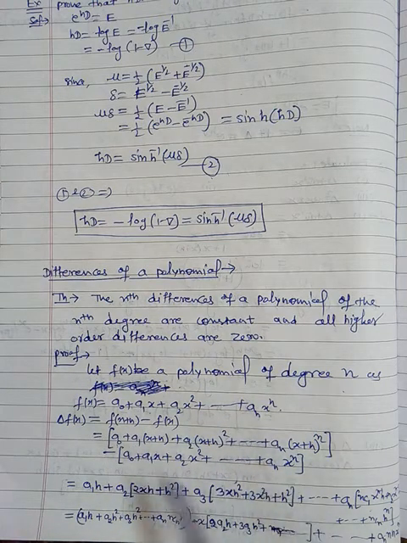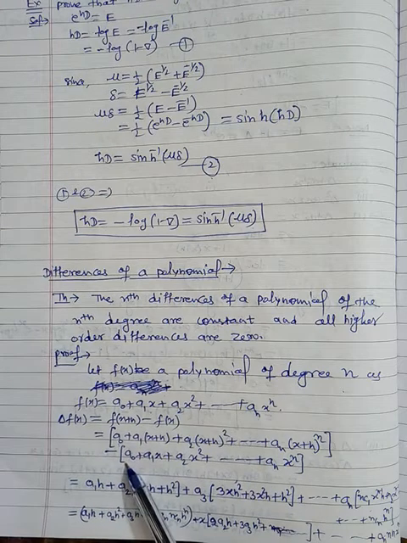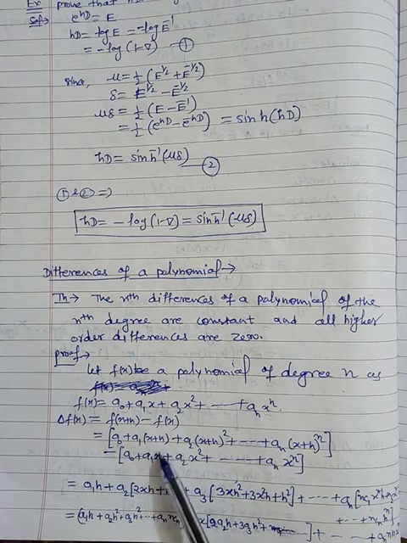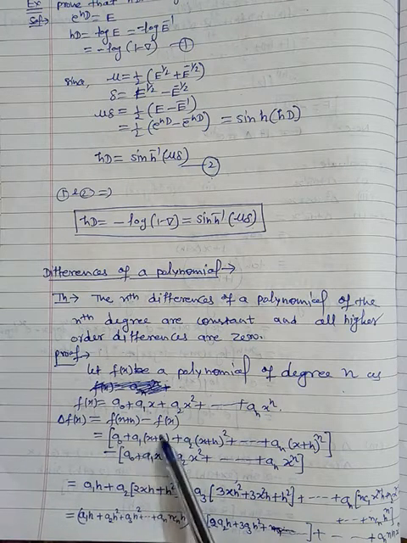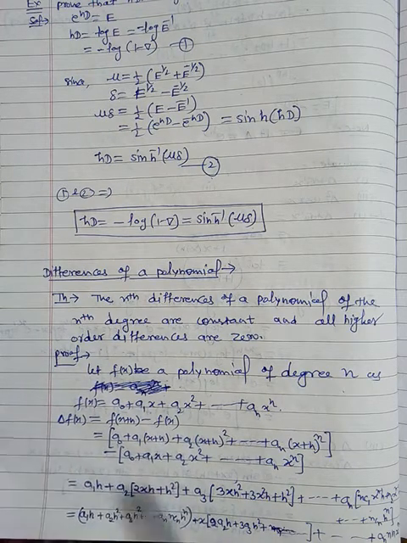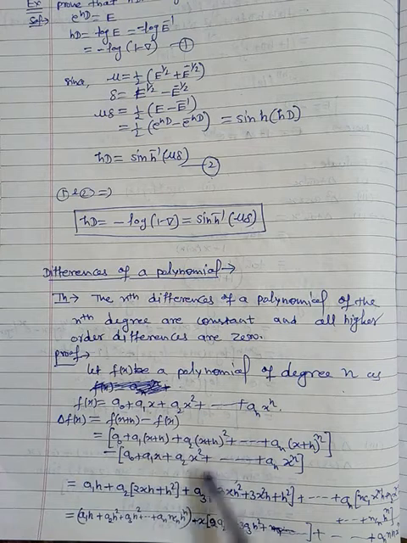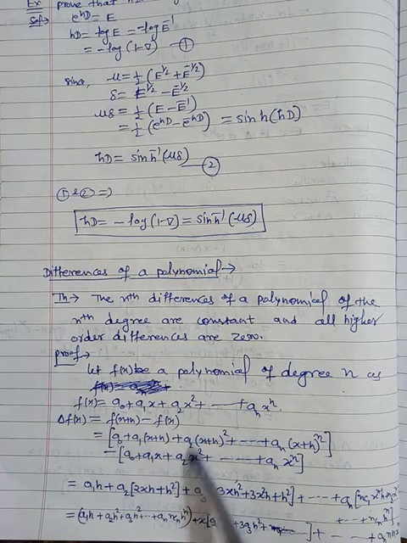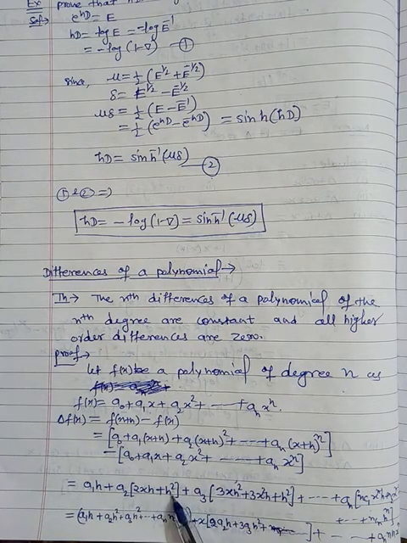Now simplify this. So a0 is cancelled out with a0. From here a1x will be cancelled out, so only the left term is a1h, which is written here. Then a2(x+h)² minus a2x². Take the difference of these two square terms. First take a2 common and then take the difference of these two. So what we get is 2xh + h².